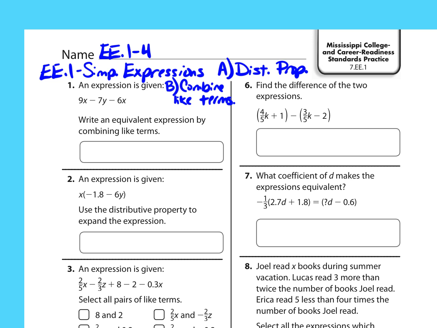Our new packet is EE1-4. This is about expressions and equations. The first standard, EE1, is about simplifying expressions. And when we're simplifying these expressions, we're just looking for two steps. A, we look for the distributive property, and then B, we combine like terms.